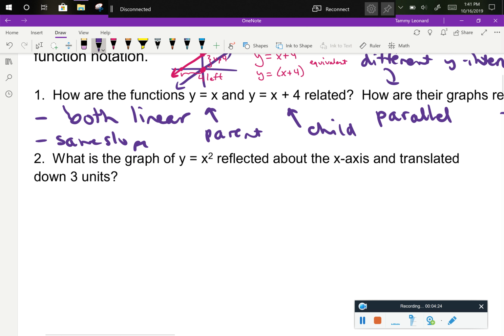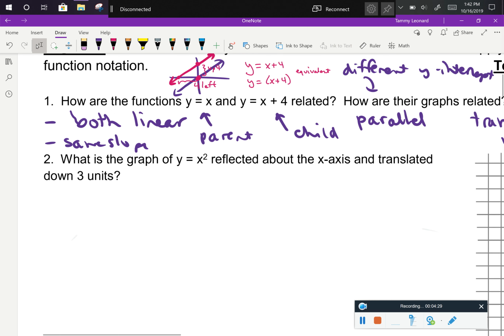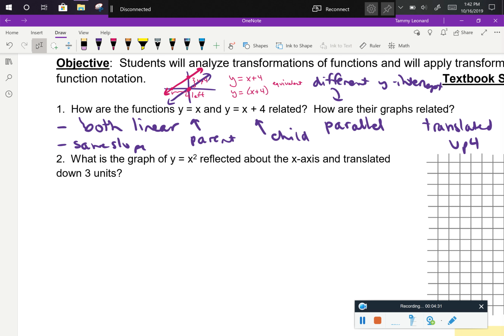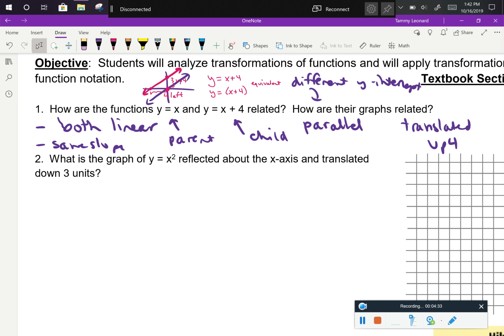So we're going to take a look at number 2. What is the graph of y equals x squared reflected about the x-axis and translated down 3 units? Okay, so we're not looking at writing the equation that makes that happen. We're just looking at the graph.